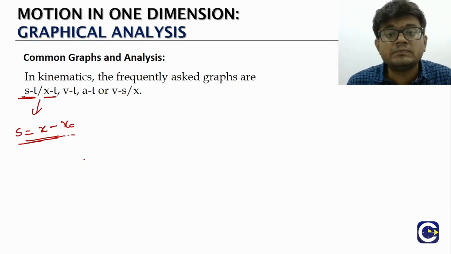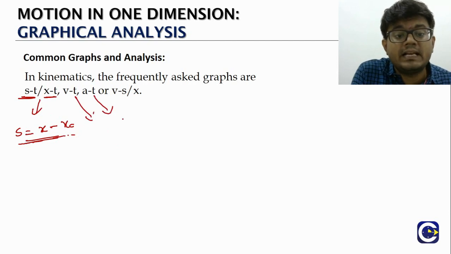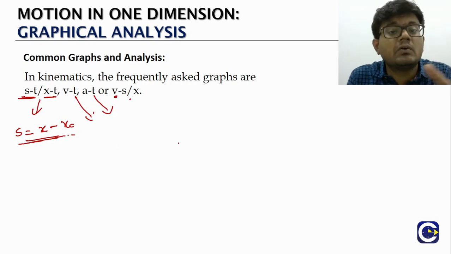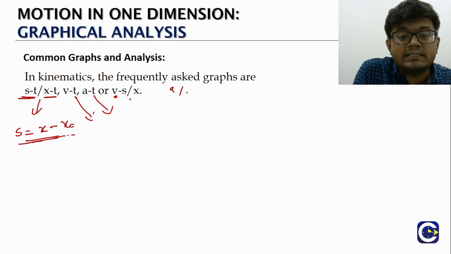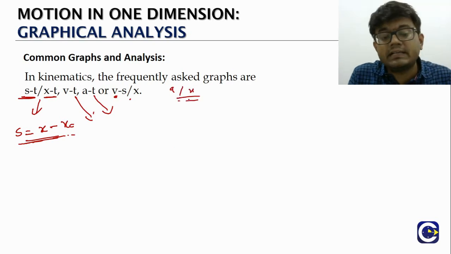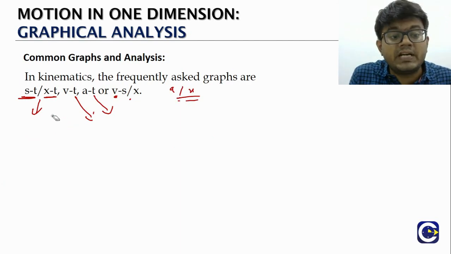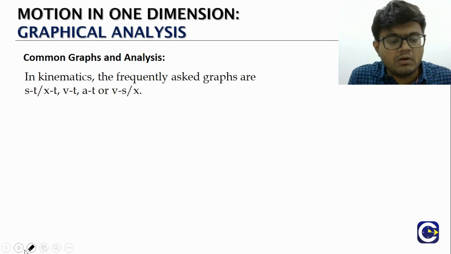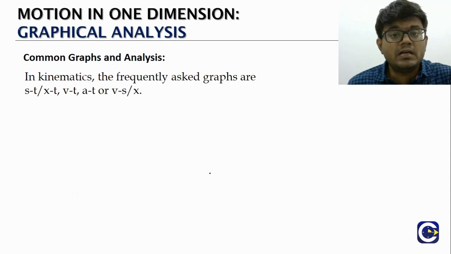So we can have the position-time graph, or the velocity-time graph, or the acceleration-time graph, or we can have velocity versus position, which is independent of time. Or we can have acceleration versus position, how acceleration is changing with respect to position, like that. But the most common ones are the graphs related to time, because the meaningful analysis we are talking about can be done by using these graphs, which have time as the variable.